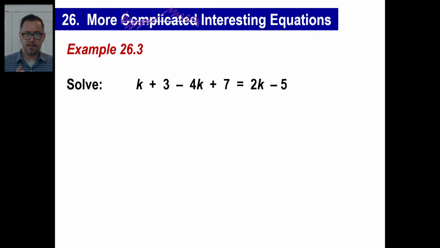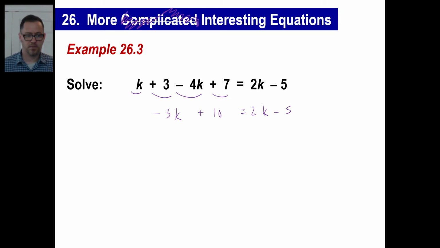Okay, first, let's add the like terms. 1k minus 4k gives us negative 3k. 3 plus 7 gives us 37. No, it gives us 10, okay. And over here I have 2k minus 5, all right?